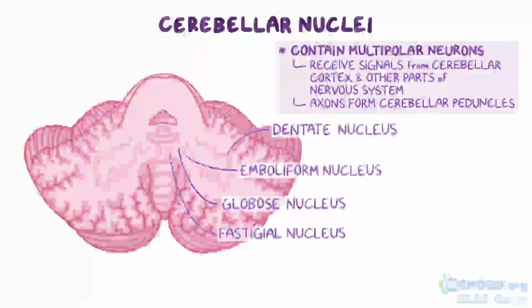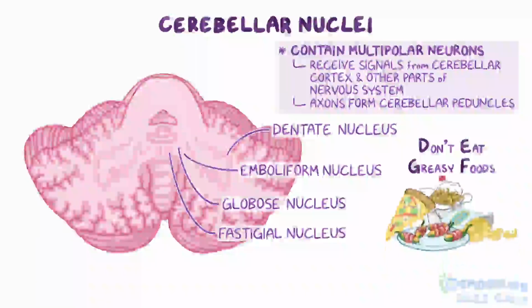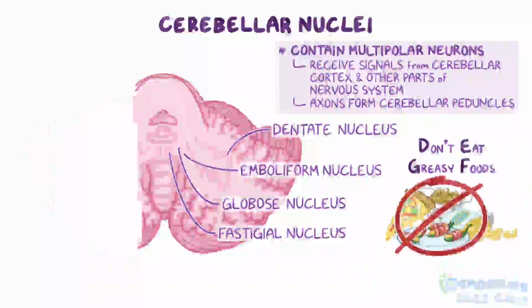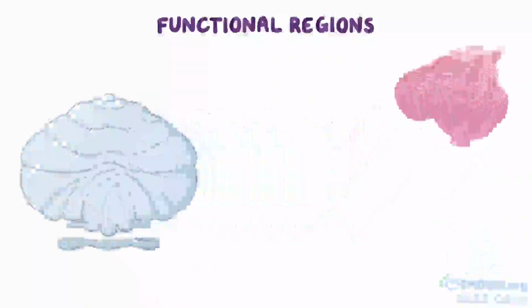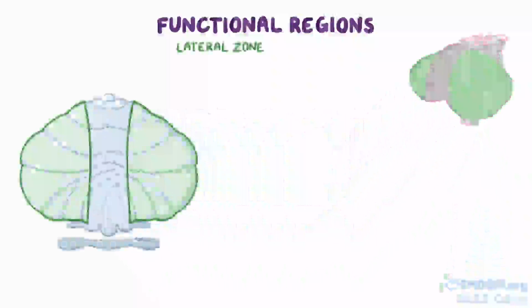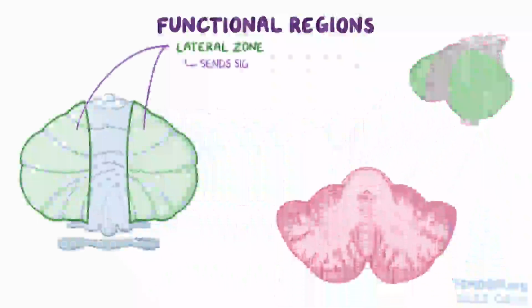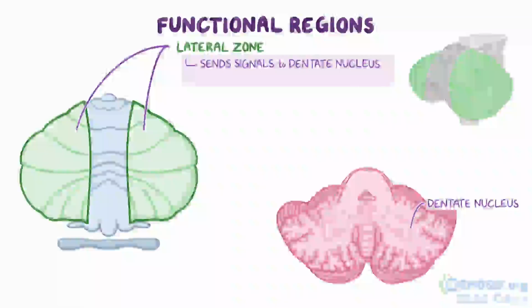To remember these, remind yourself that in order to have a healthy cerebellum, you don't eat greasy foods. In addition to having anatomical divisions, the cerebellar cortex can also be divided into 3 functional regions that are positioned longitudinally. The most lateral and largest functional region is the lateral zone. The lateral zone sends signals to the dentate nucleus, the largest of the deep cerebellar nuclei, and together they assist in planning and programming movements.